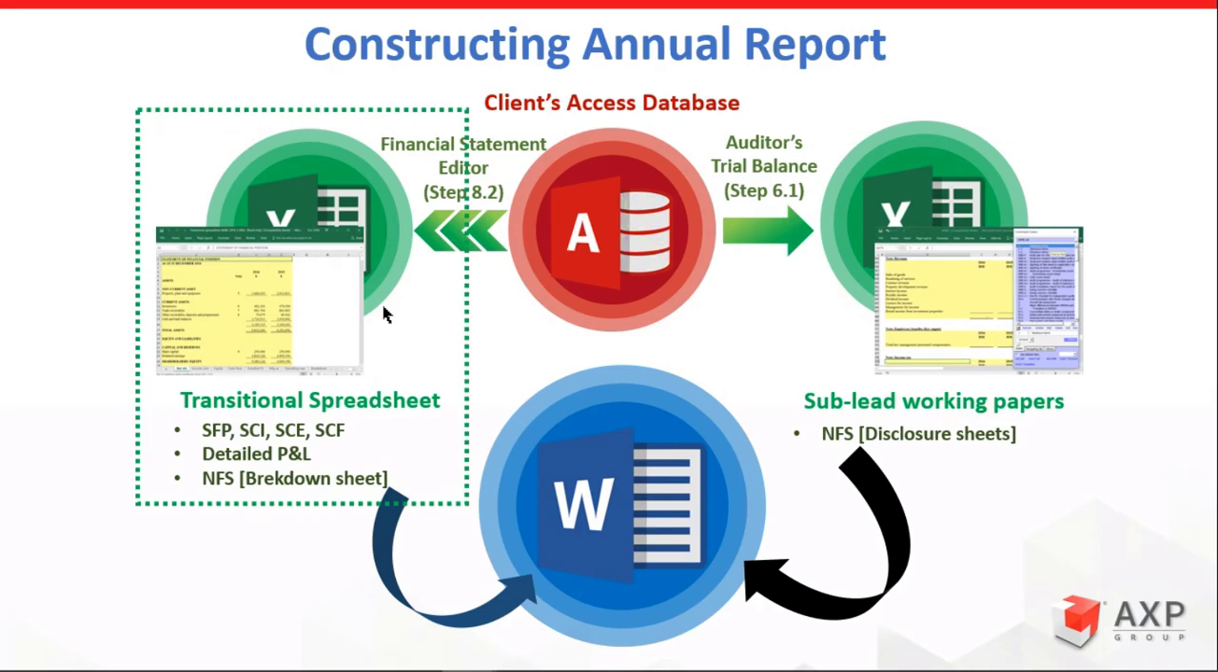Then you need to save this transitional spreadsheet, or else usually I will not save. Because why? If there is any amendment in figure, you should go to Audit Express to change it, then generate out the transitional spreadsheet. Are you okay? So basically, these are the steps for you to do the annual report.